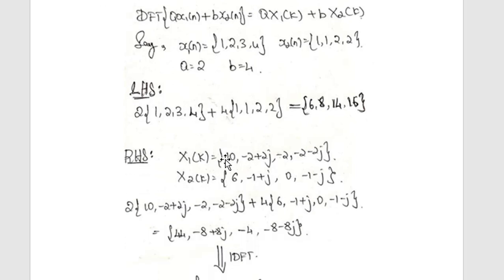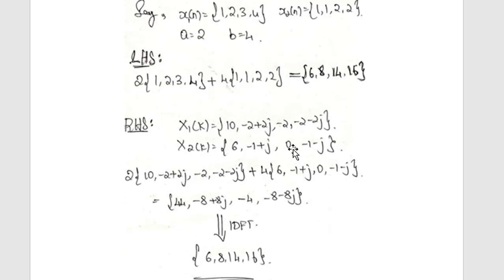So we'll verify this mathematically first. Say x1 of n is 1, 2, 3, 4 and x2 of n is 1, 1, 2, 2, and constant a is 2 and b is 4. If we evaluate the left hand side, a times x1 of n plus b times x2 of n, this gives us 6, 8, 14, 16.